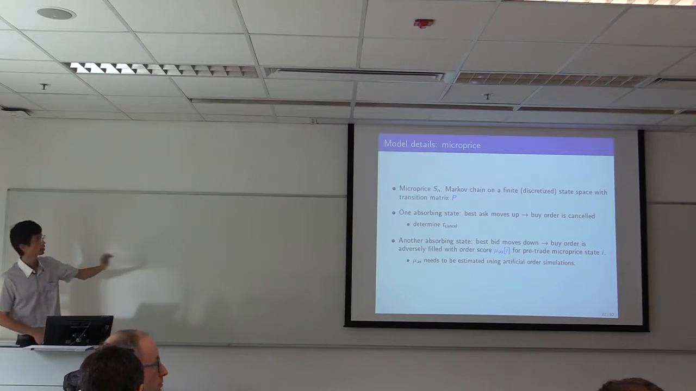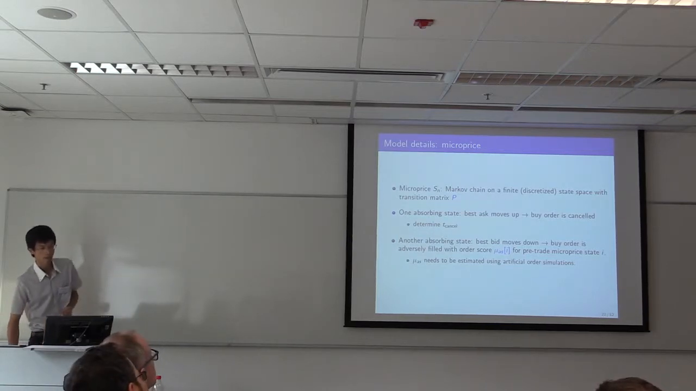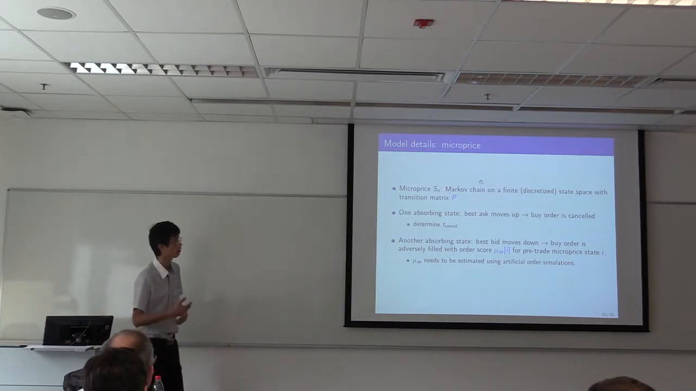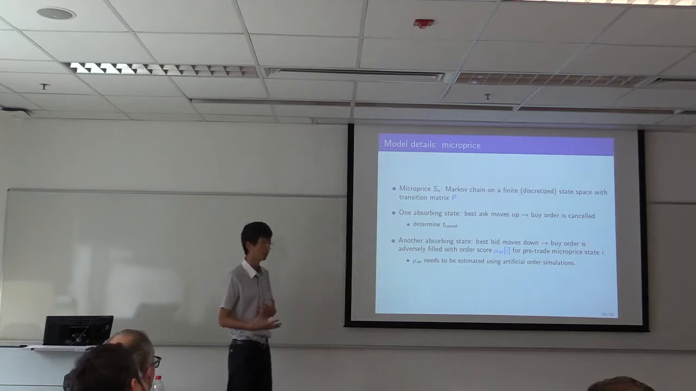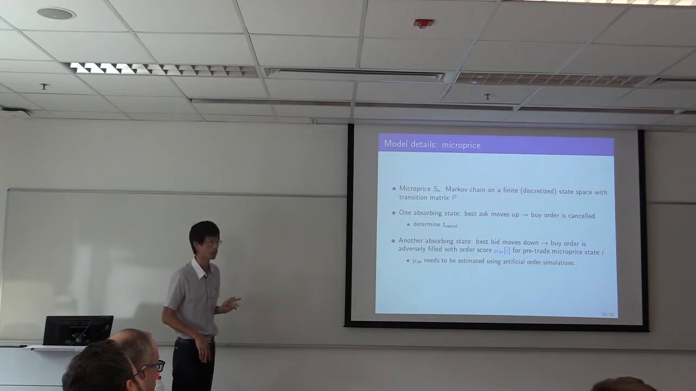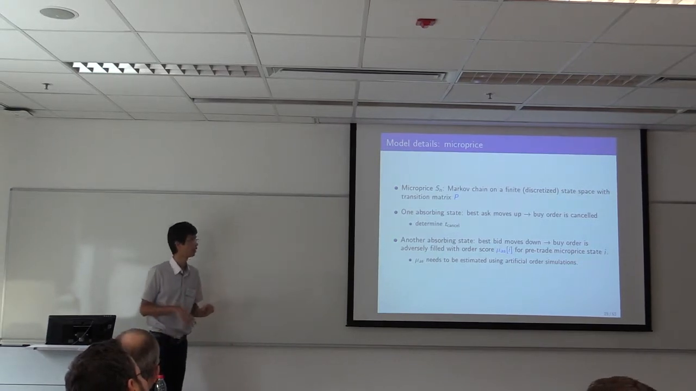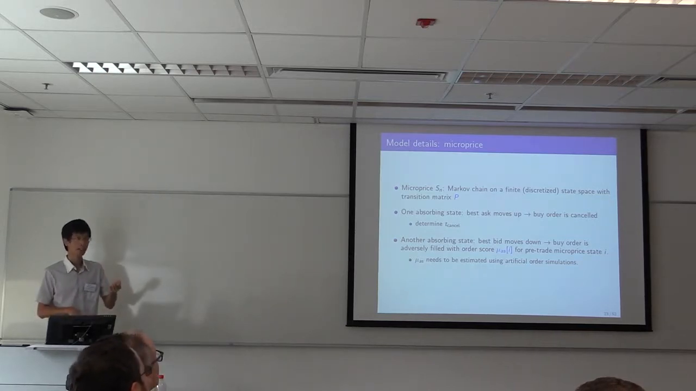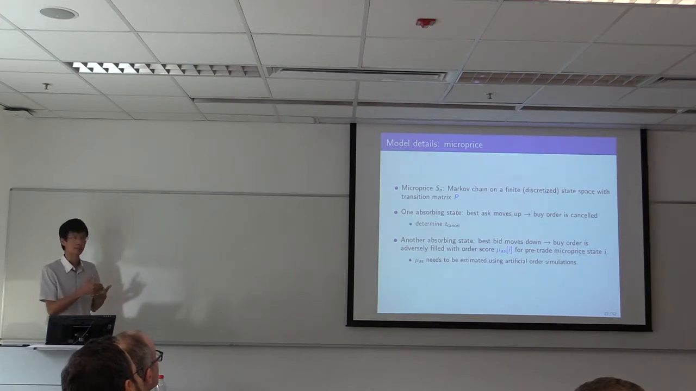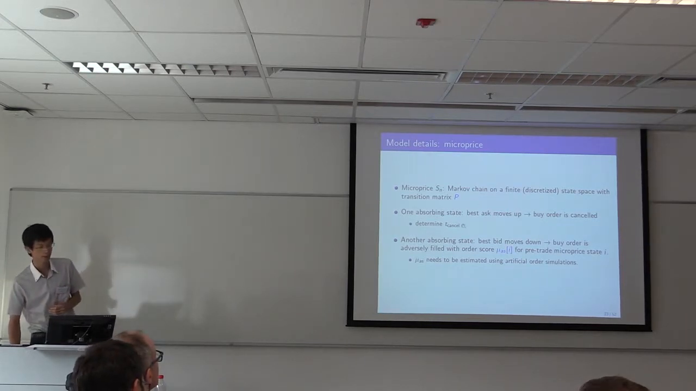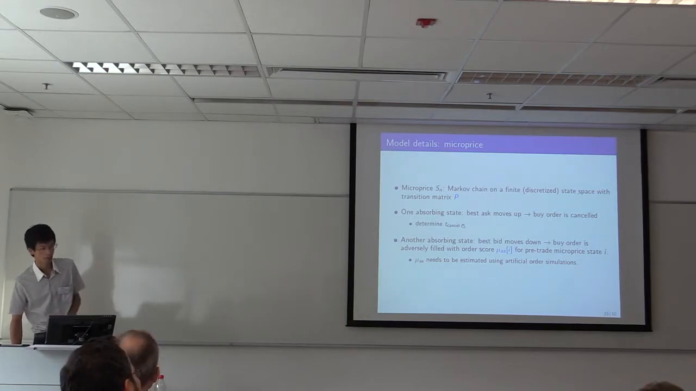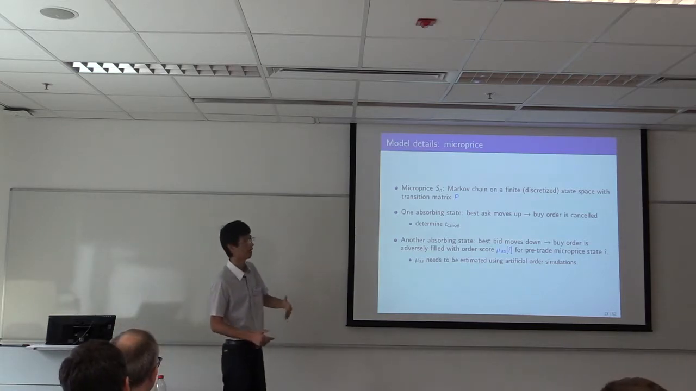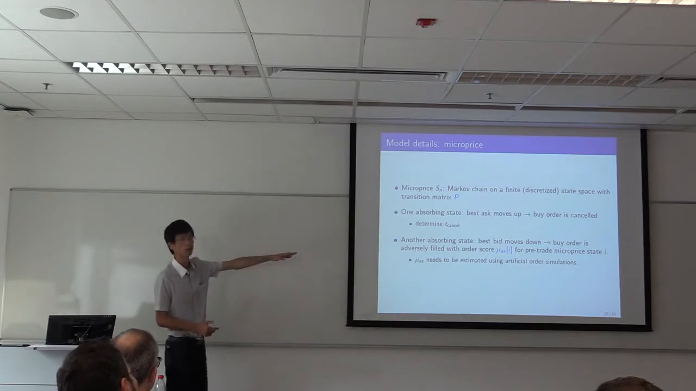Now let me discuss the details of our model. First of all, we will model the macroprice as a Markov chain on a finite state space with transition probability matrix P. This Markov chain has 2 absorbing states corresponding to price changes. The first absorbing state occurs when the best ask price moves up, and in this case, by assumption, our best bid limit order will be cancelled, as this essentially determines the time to cancel. The second absorbing state corresponds to when the best bid moves down, and in this case, the buy order can be adequately filled with this particular order score.